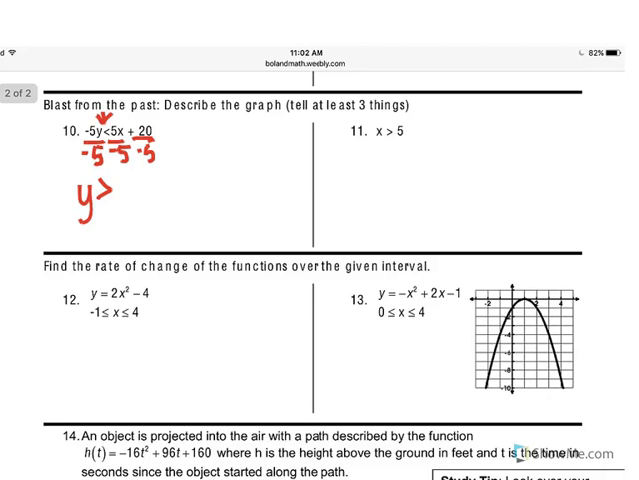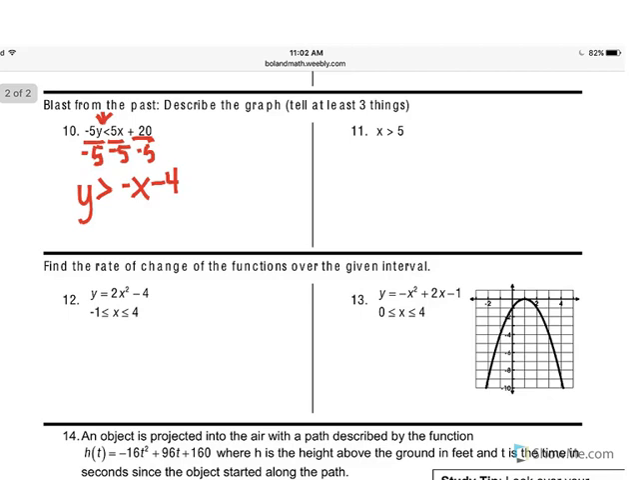So we're going to flip it. And then 5 divided by negative 5 is going to give you a negative x. And then you're going to get 20 divided by negative 5, which is negative 4. So it says describe the graph. So your y-intercept is going to be at negative 4.